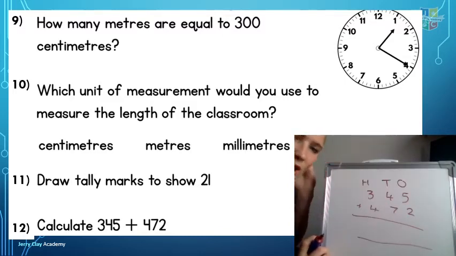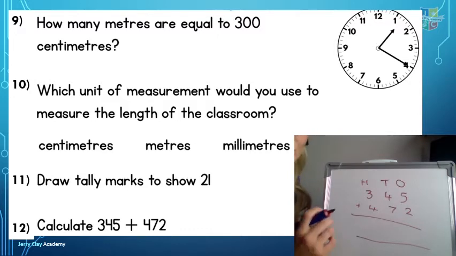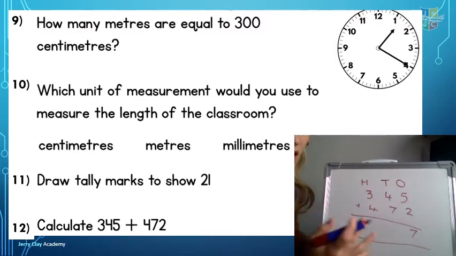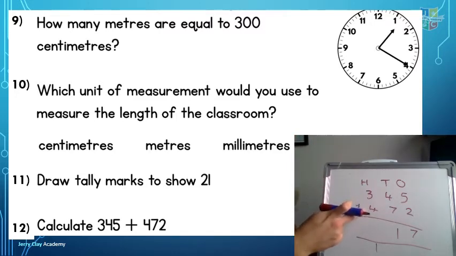And finally, number 12, we're adding. Calculating just means solve. 345 add 472, so you're going to use your column method. 5 add 2 is 7. 4 add 7 is 11, but I can't write 11 in there. I must exchange, put my 1 under my hundreds column to show 10 tens. And then 3 add 4 is 7, add your 1 is 817.